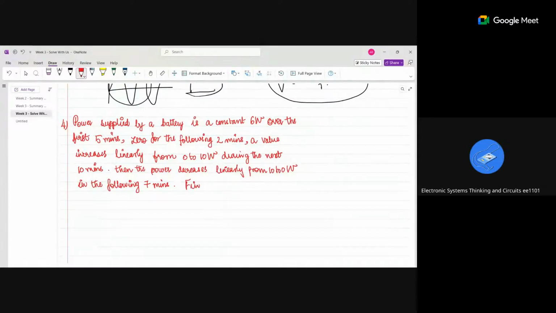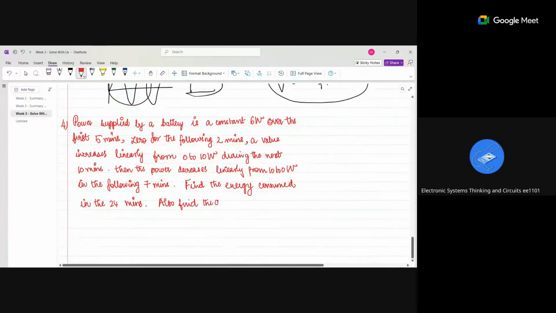Find the energy consumed in the 24 minutes. Also find the average power. So this one has 2 parts. Try it for around 2 to 3 minutes, then I will explain it.